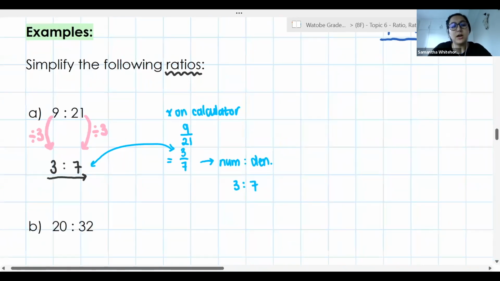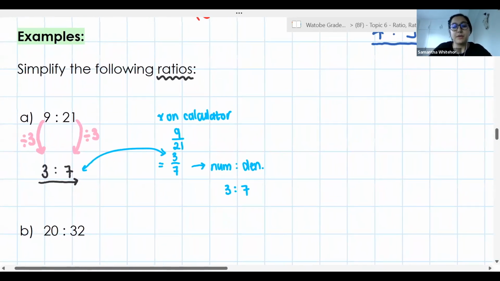Alrighty, grade 8. So I want you to try B for me. The ratio is 20 to 32. I want you to simplify that for me. You can put your answers in on the chat. I'll ask for hands in a second or two, but I want you to try it first. 20 to 32.